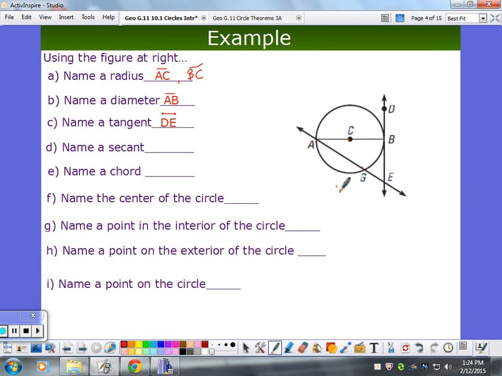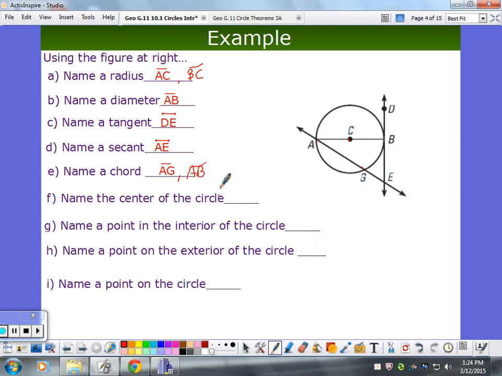Name a secant line. AG, that's my secant line. Name a chord. Christian? AG, you have another too? AB, right? The diameter is also a chord, so AG and AB, they're both chords.